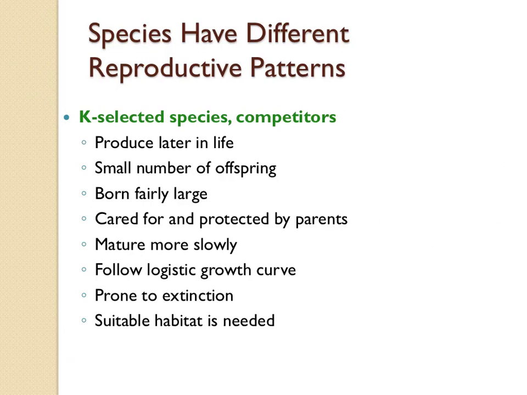We are cared for and protected by parents, so our parents obviously nurse us and help us all the way through age 18, if not beyond, so there's much more parental care. We mature much more slowly than many species and follow a logistic growth curve, so we tend to go up and down in our patterns. We're very prone to extinction too, because we don't have a lot of offspring and we don't have nearly the genetic diversity of something like bacteria or insects. And we need a suitable habitat to live.